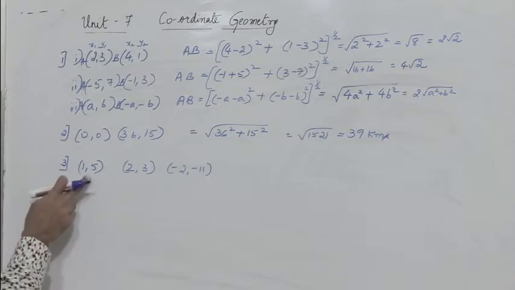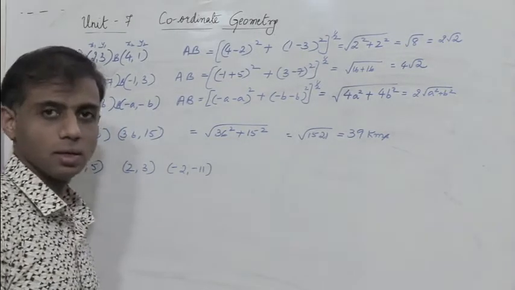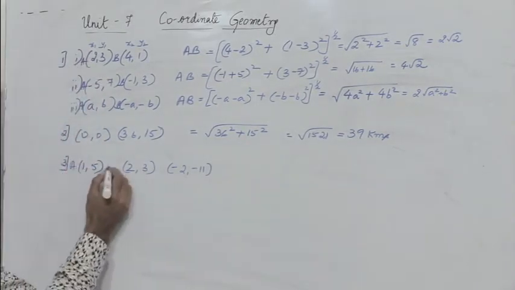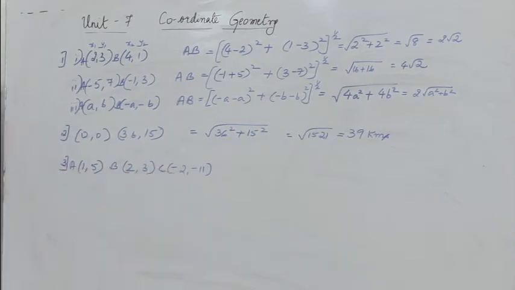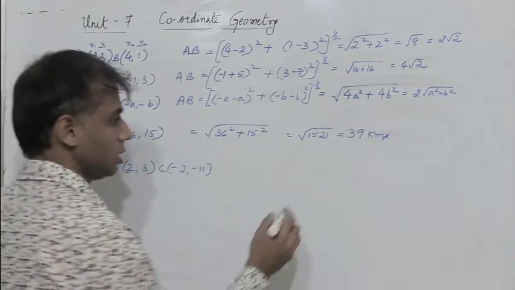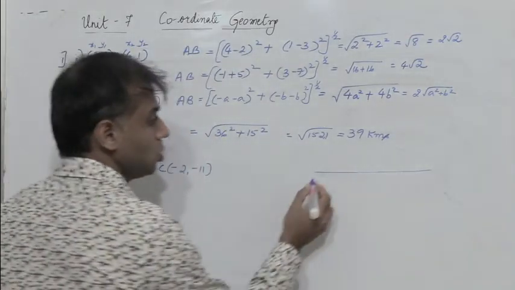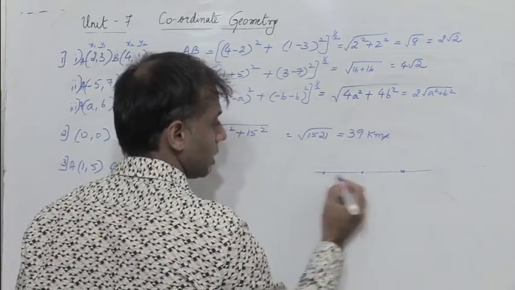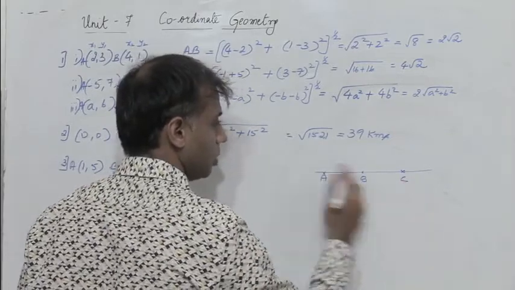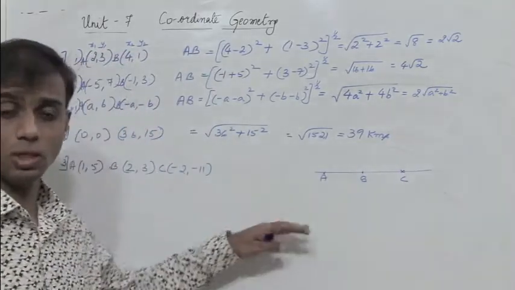Now in the third problem, we need to check if these 3 points are collinear. So let me call these A, B and C. Now what do we mean by collinear? That means they all lie in the same straight line. So let us assume that there are 3 points A, B and C which lie on the same straight line. That means they are collinear.